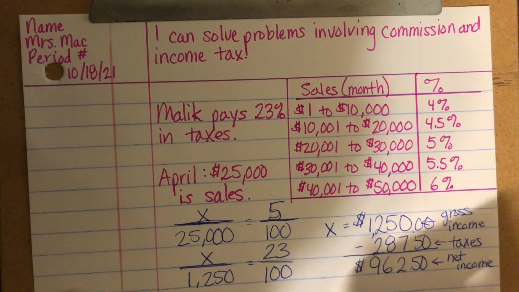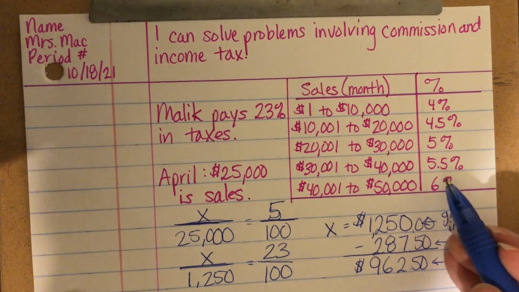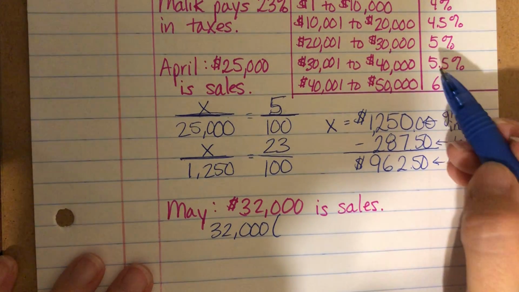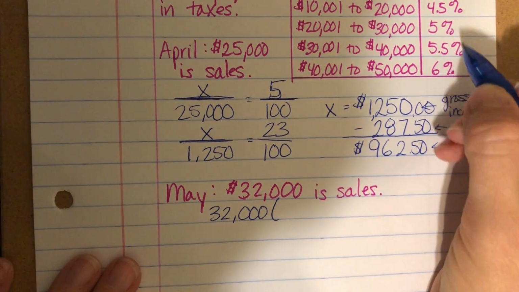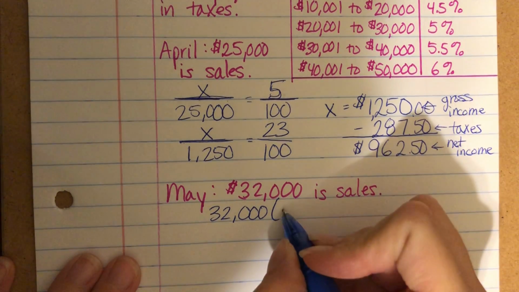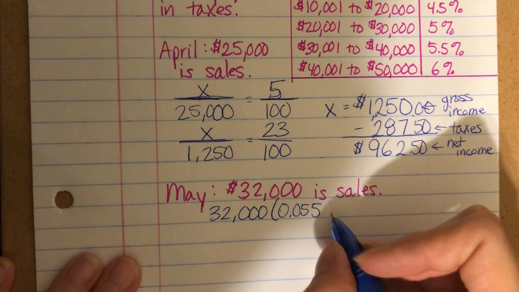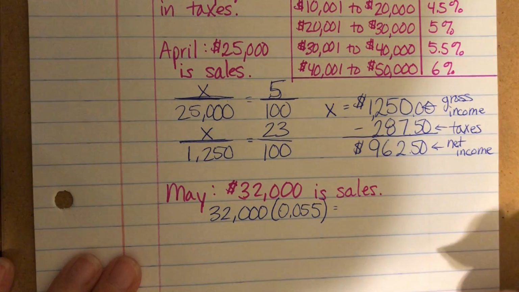And I'm gonna multiply 5.5 as a decimal. Now you're gonna say, Miss Mack, it already is a decimal. Yes, it is a decimal, but you always have to move it 2 places over. So to go from a percent to a decimal, we move it over 2 spaces. Sorry, if you need to pause it and write this down because I had my screen too low, you can.